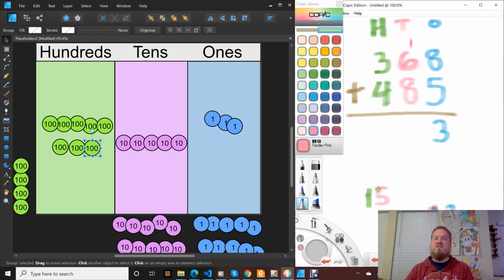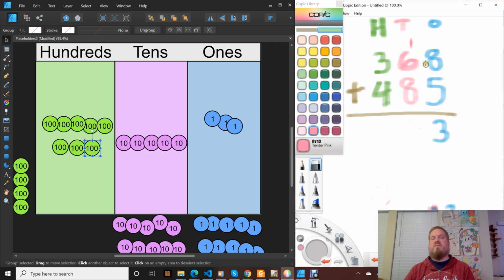15 ones is the same as 1 ten and 5 ones. So we add it up, we're going to put our 5 here from 15, the 5 ones from the 15. Oh sorry, I've been saying it wrong. Let's go back in time and pretend I didn't just mess that up. Let's do it all over again because I was saying 15, but really it's 150.